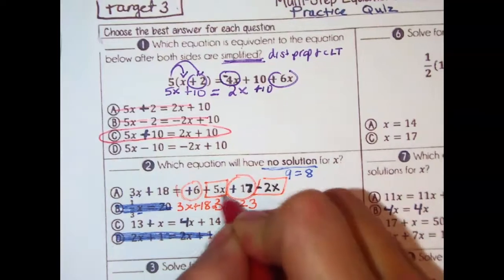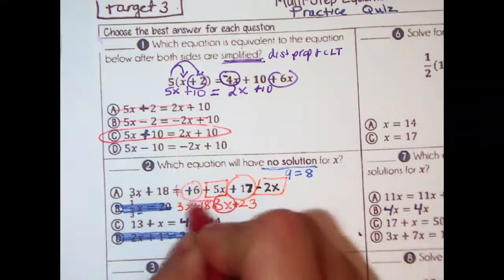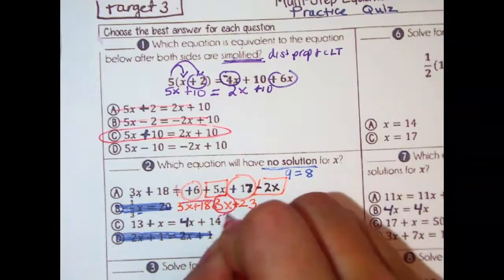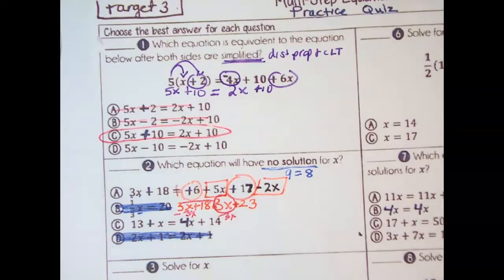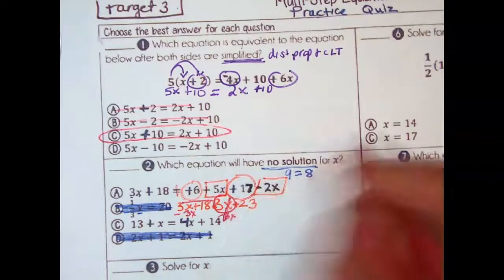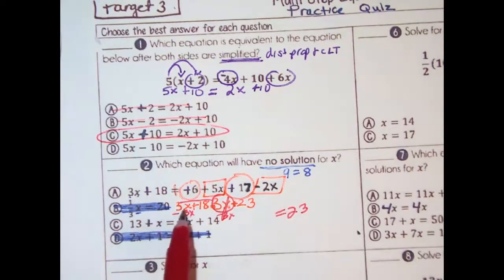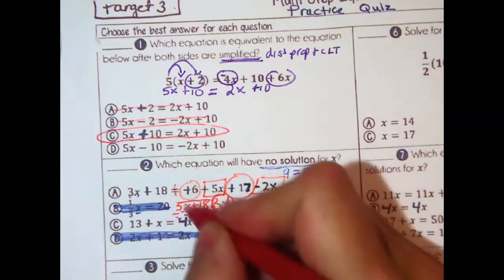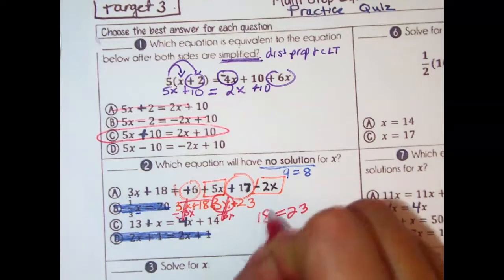So I got to take this 3x over here on the right and do the opposite. So I have to take the 3x and I do minus 3x, minus 3x. And what I notice is 3x minus 3x, they cancel. On this side, I'm left with a 23. And then over here, if I do 3x minus 3x, because I lined them up, they cancel. And I'm left with an 18.